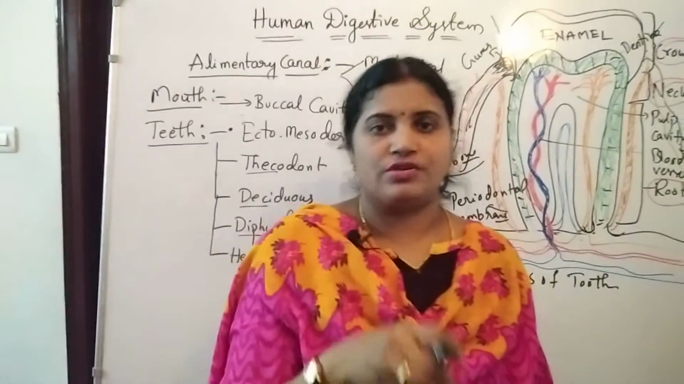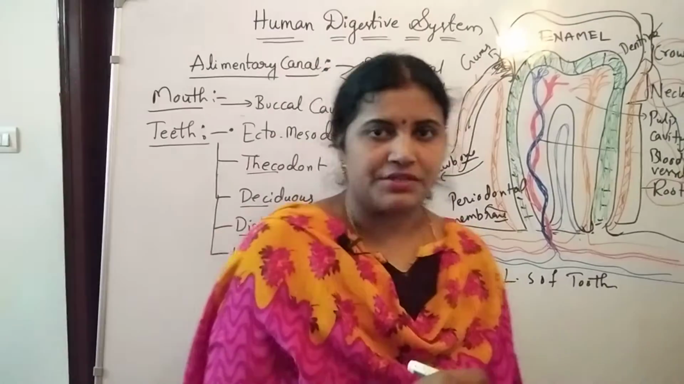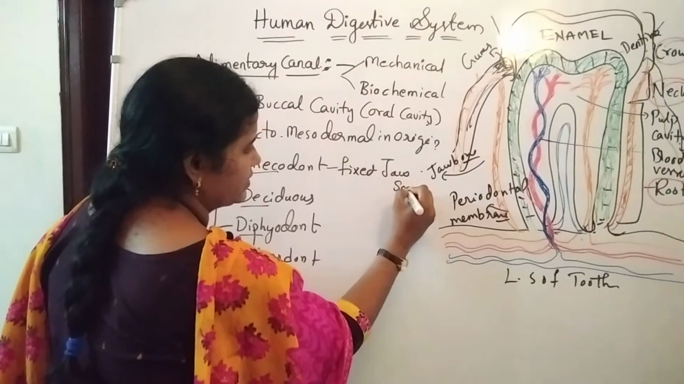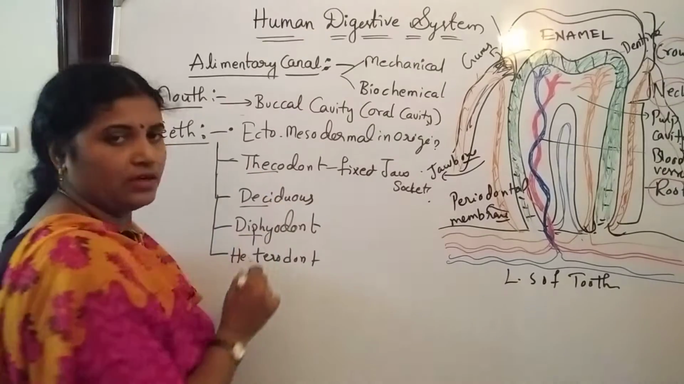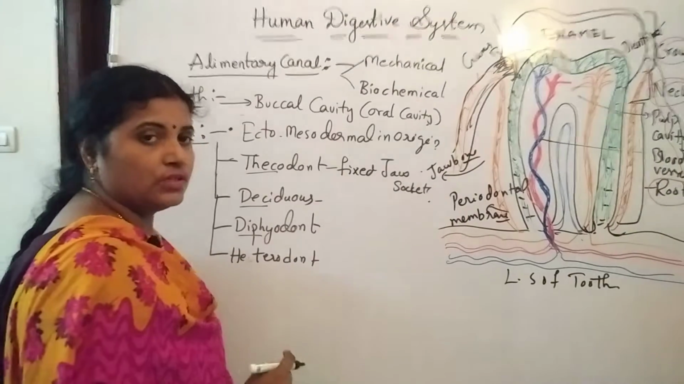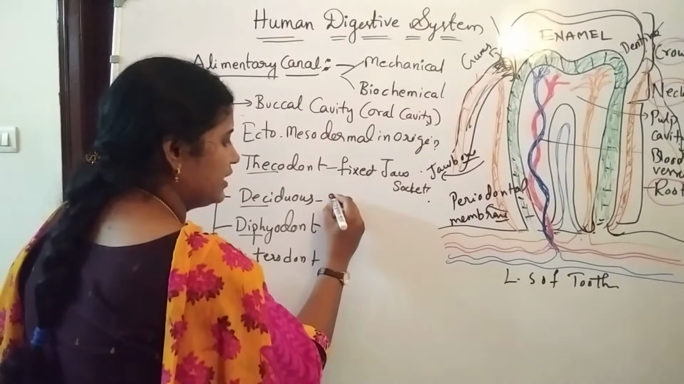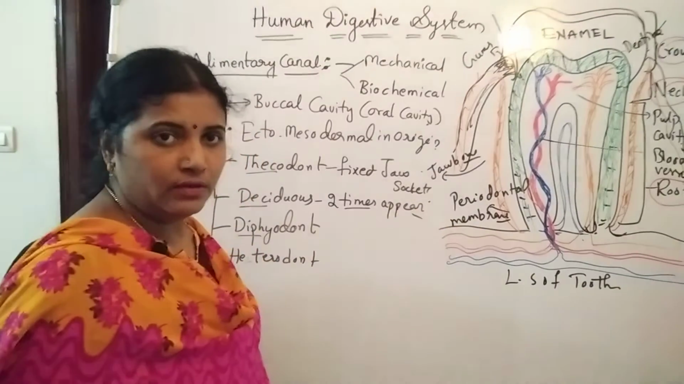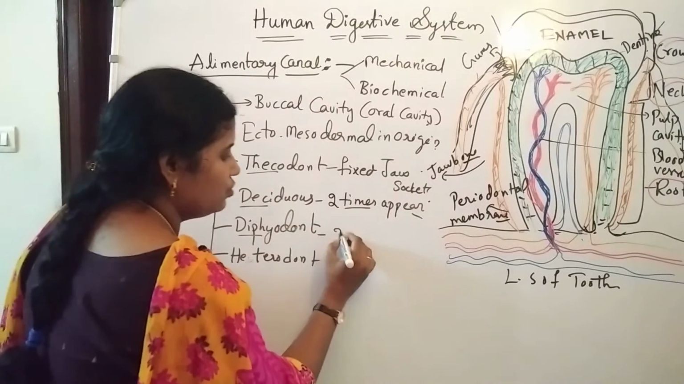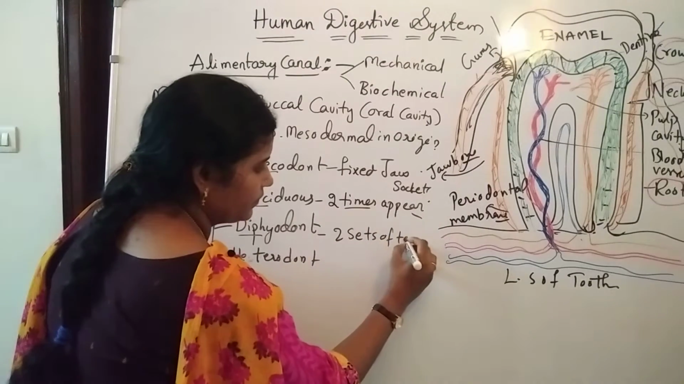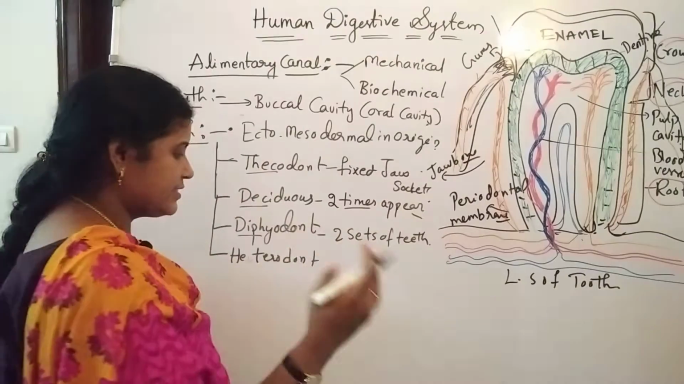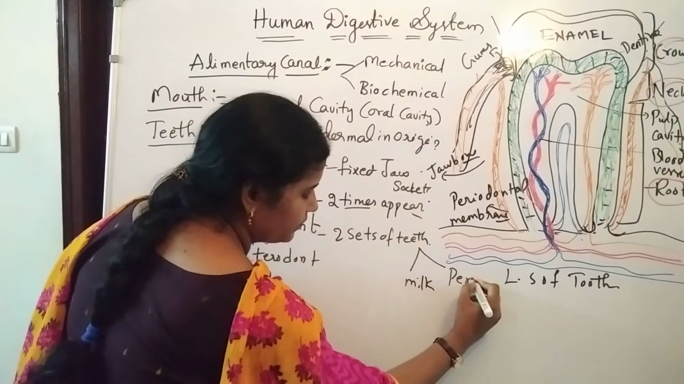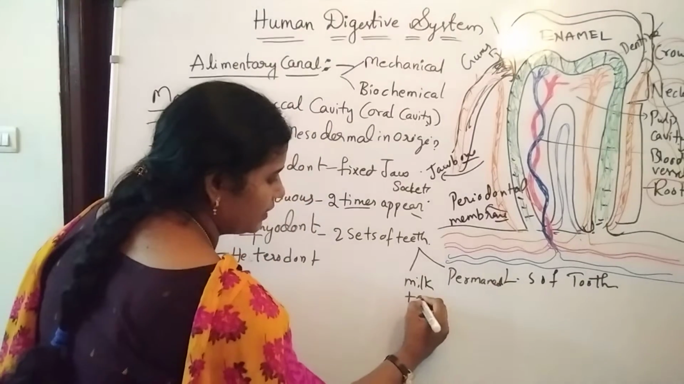Thecodont means they are fixed in the jaw sockets. That's why they are known as thecodont. And then deciduous. Deciduous means it appears 2 times in a lifetime. Then diphyodont, 2 sets of teeth. It contains 2 sets of teeth. So what are the 2 sets of teeth? One is milk teeth, another one is permanent teeth.